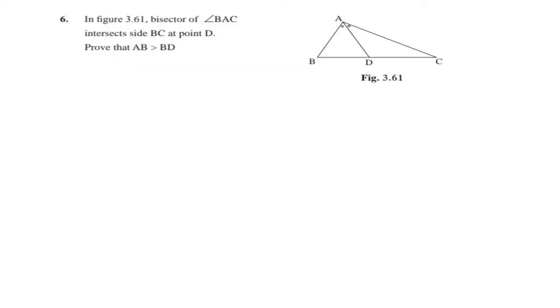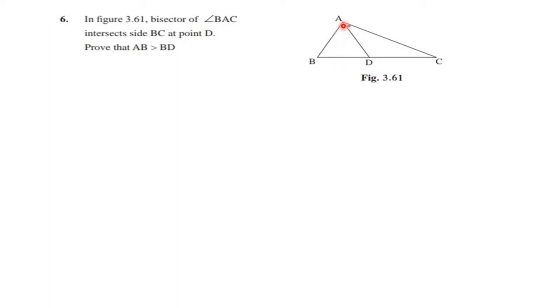This is your sixth question now. In the given figure 3.61, the bisector of angle BAC intersects BC at point D. Prove that AB is greater than BD. So whenever we have to prove that one side is greater than the other side, we need to prove that the angle opposite to that is greater. Isn't it that we had studied according to the property?